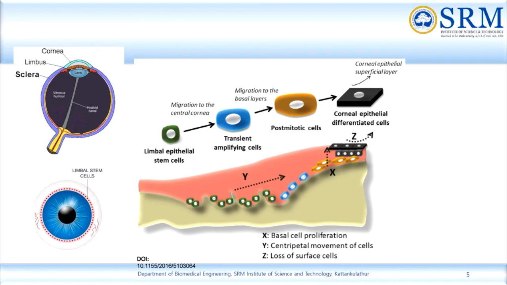The limbal epithelial stem cells, which are present at the periphery of the cornea, palisades of Vogt, as they differentiate, they are moving towards the center of the eye. The limbal stem cells migrate to the central cornea. First they form the transit amplifying cells, and as they move towards the center, they form post-mitotic cells, and even as they move further, they form the corneal epithelial differentiated cells. And here we can also see that the transparency is maintained.